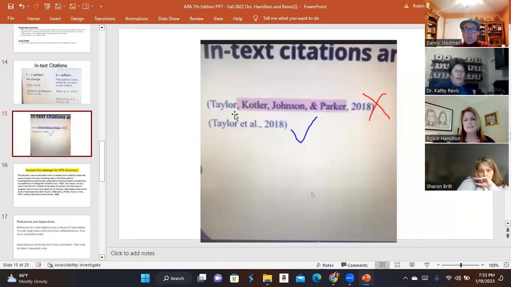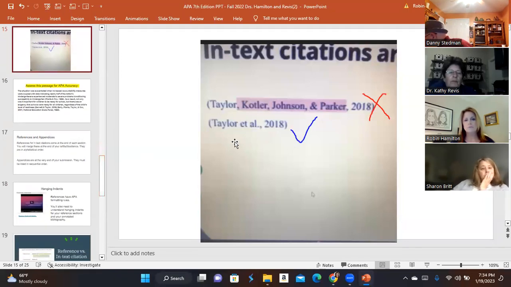So here is a negative exemplar and a positive exemplar. You wouldn't put all these people and list them. You would just say Taylor et al., 2018. Rolling on. That's it. Now, of course, this is not a direct quote because we don't have a page number.